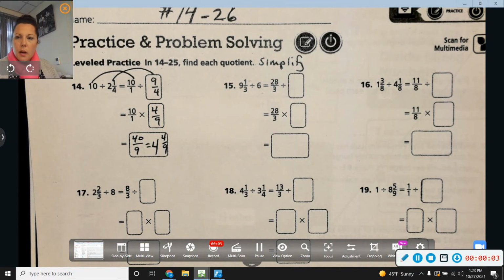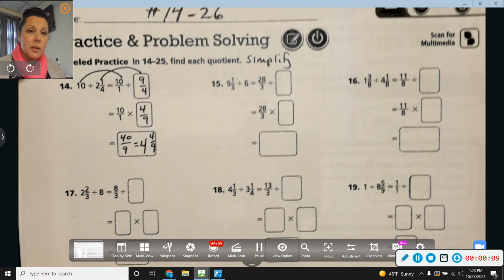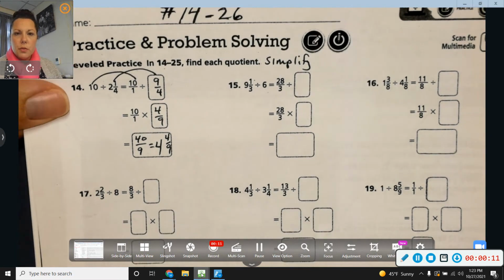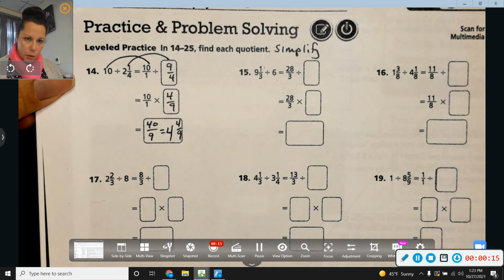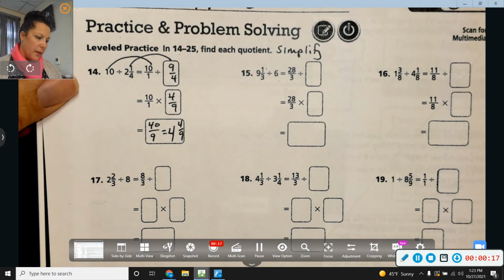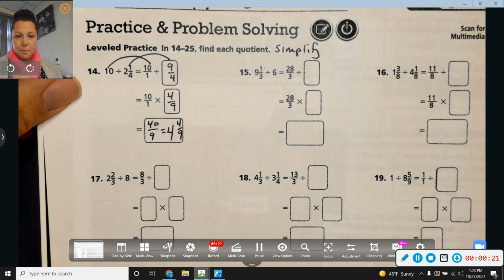Hi guys, we are doing 1/6 divide mixed numbers. So we have 14 through 26 to work on. 14 should be done for you. We worked on that in class, and 22 should be done for you. So we're going to work on the rest.